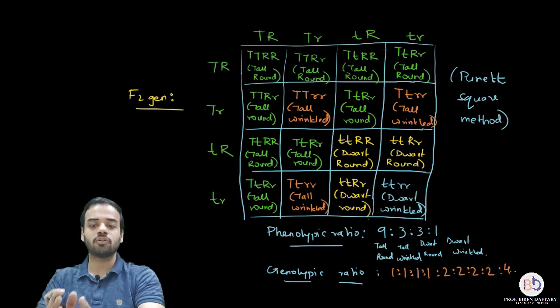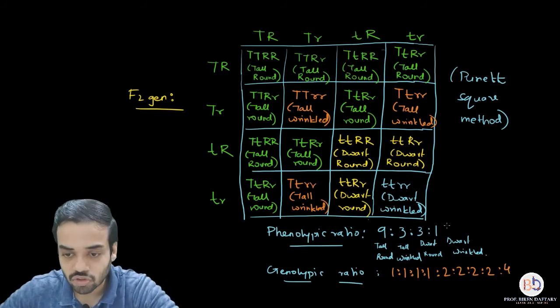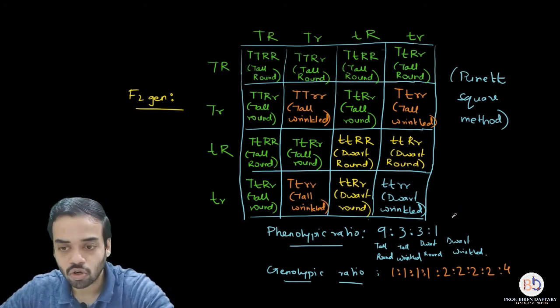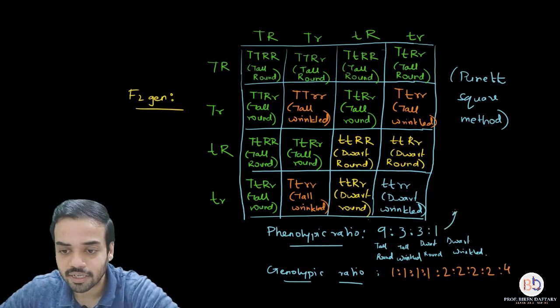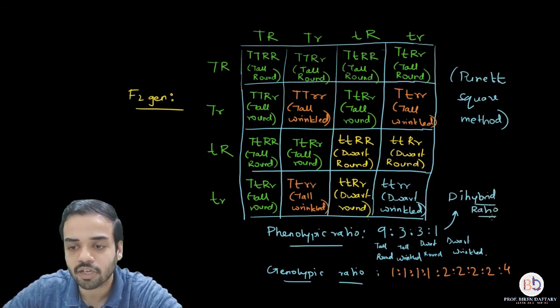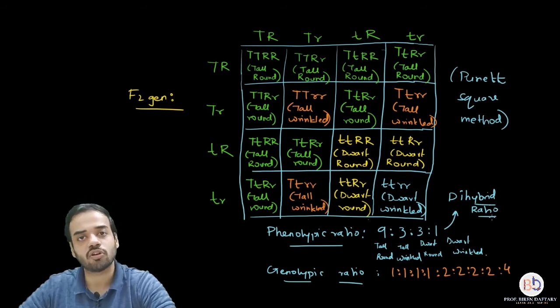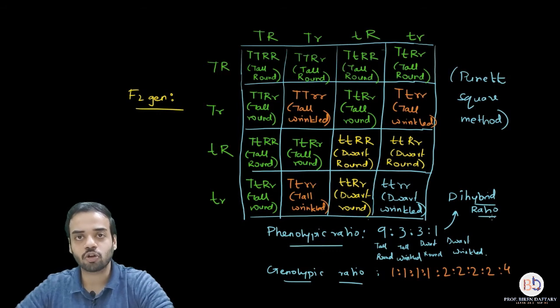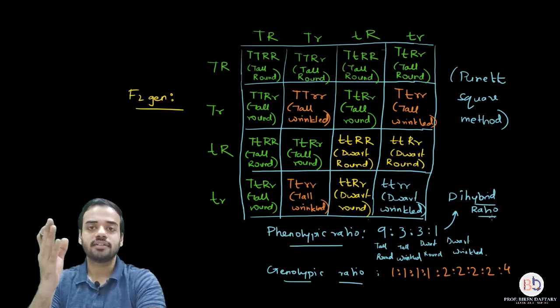Please remember the phenotypic ratio, 9:3:3:1, is also called the dihybrid ratio. Similarly, when we study the monohybrid cross, the ratio 3:1 is called the monohybrid ratio. Is this clear? Okay, so I hope this cross is clear. So that is the dihybrid cross.